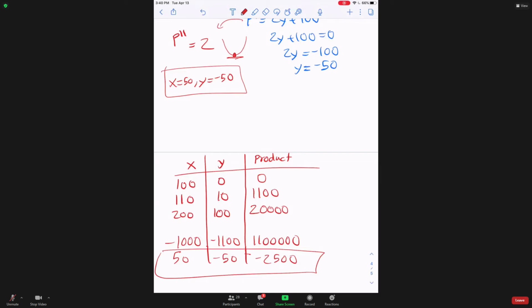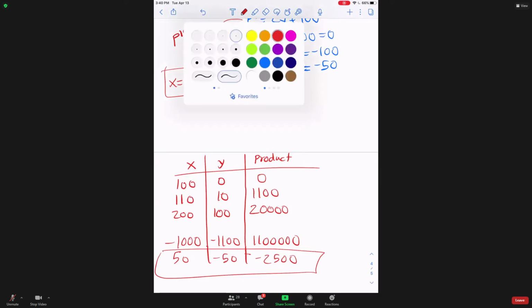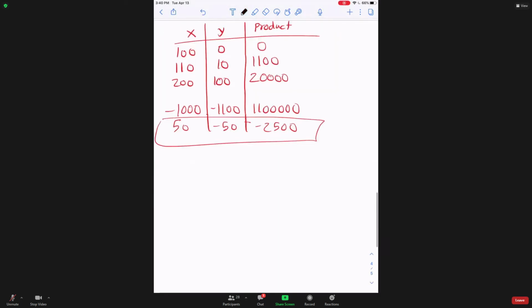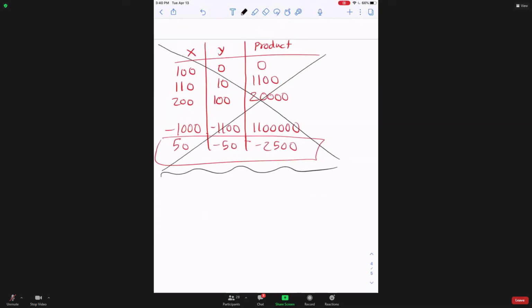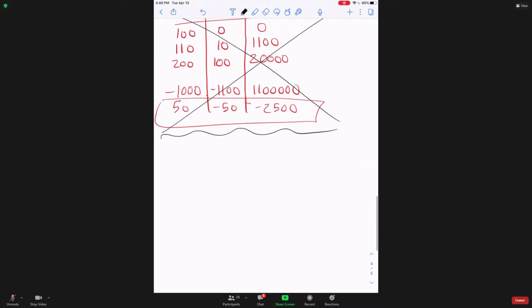Does that make sense? Okay, let's do another problem. Again, this table that I made is not part of the question. You don't do it that way. You do it using calculus. This is just for me to show you, so you can get a feel for the problem. Let's do number 4.